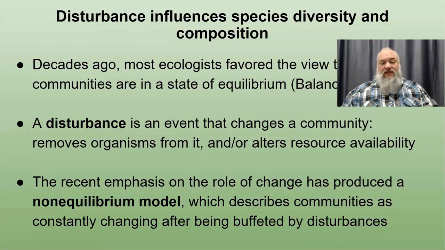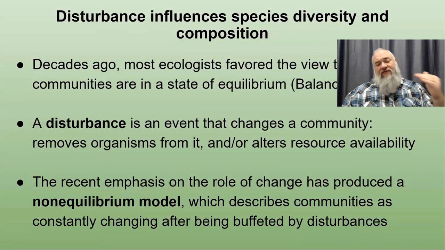With that, a disturbance is an event that changes a community by either removing organisms from it or altering resource availability. Okay, so flood, fire, clear cutting, a volcano, a storm, whatever. Now we're looking at a non-equilibrium model, which describes communities as constantly changing after being buffeted by disturbances.